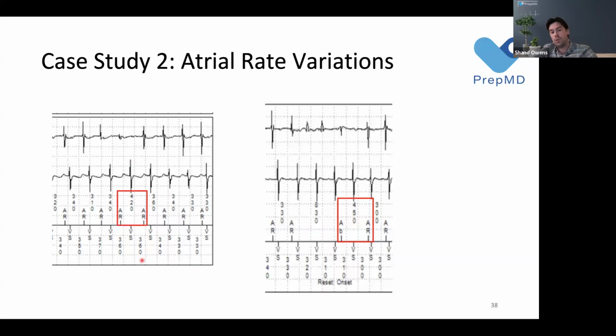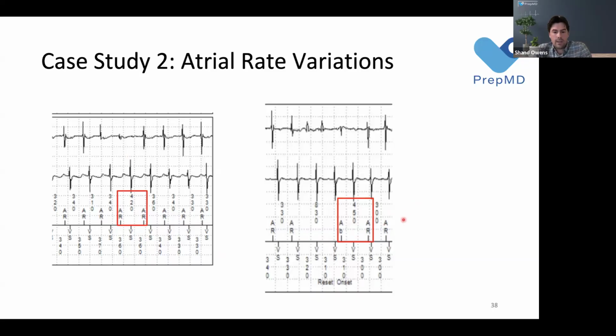But because the ventricle marches through at 170 and doesn't change when you have an atrial rate variation, we can confidently say something is VT. And the same thing applies over to the right. This is another part of the same strip.